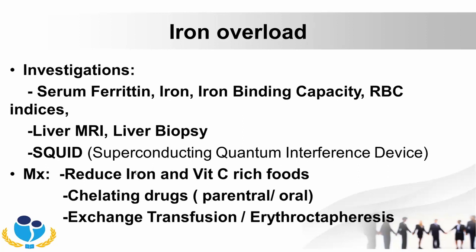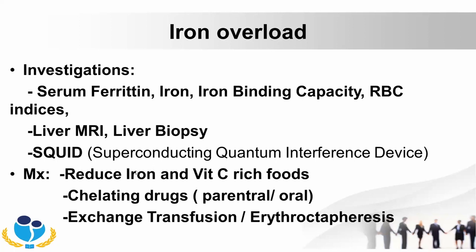But it is very important in such cases to reduce foods which contain an adequate amount of iron and vitamin C, because iron and vitamin C will increase iron absorption in the GI. So we will advise the patient to take less iron and vitamin C rich food.